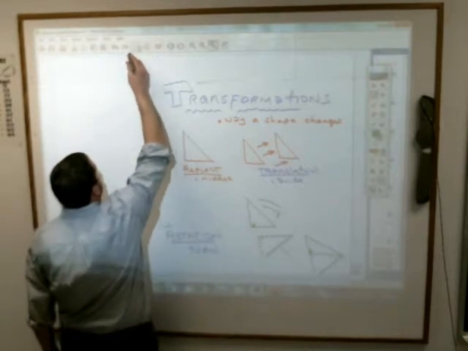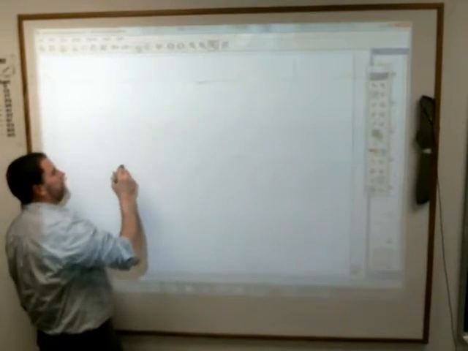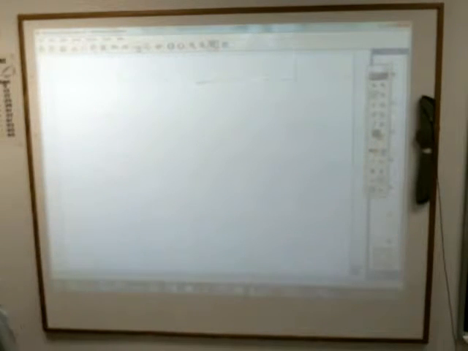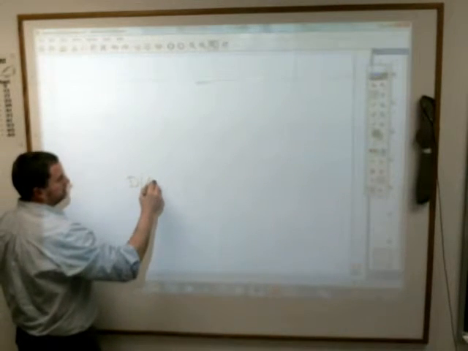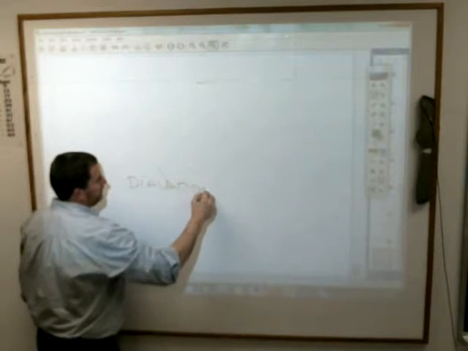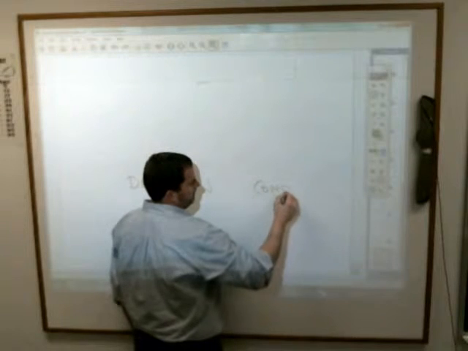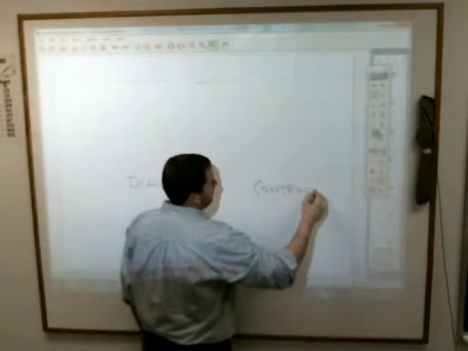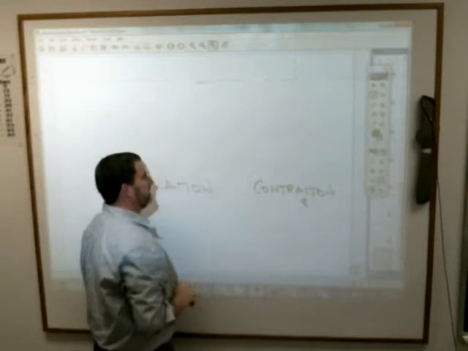Now, in addition to those three, we need two more. One of them is a contraction and one is a dilation.